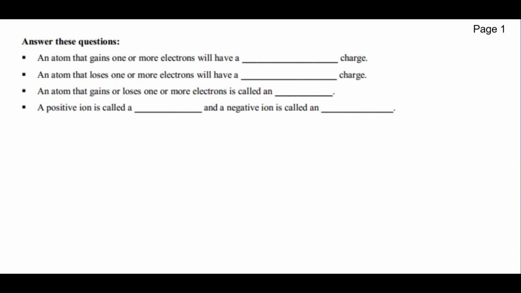This one says an atom that gains 1 or more electrons will have a blank charge. So I think that's going to be negative because electrons have a negative charge. And if we had 10 protons and we had 11 electrons, that would work out to be -1 as a charge. Now an atom that loses 1 or more electrons will have a blank charge. That's going to be positive. In other words, the atom would have more protons than it does electrons, and so that's an overall positive.